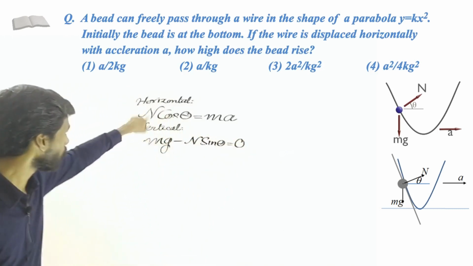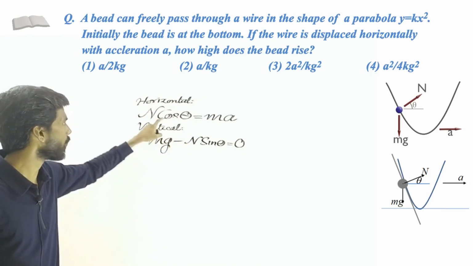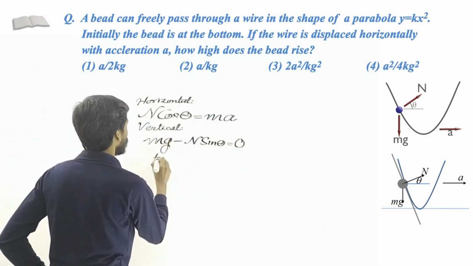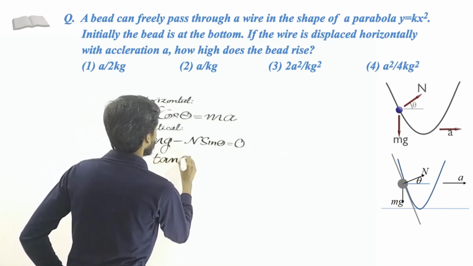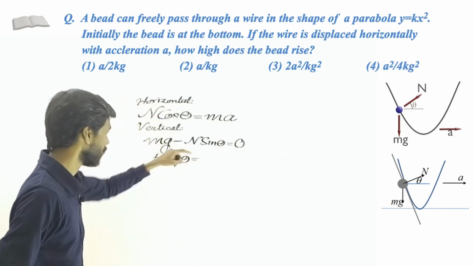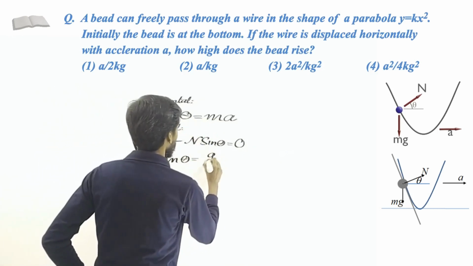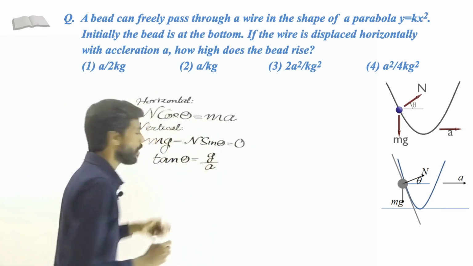Now we can just substitute here to get the value, or we can divide this. So we get N cos theta divided by N sin theta, so we get the value of tan theta. So tan theta equals, here sin theta by cos theta, right? Mg divided by ma, which is g by a. So we've got the value of tan theta.